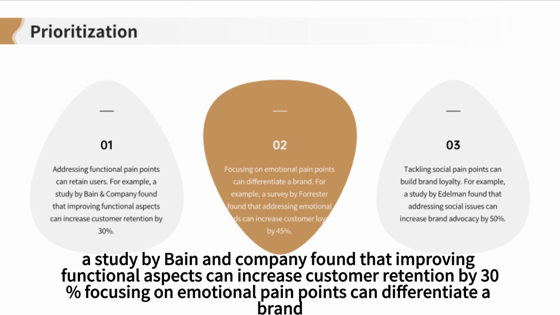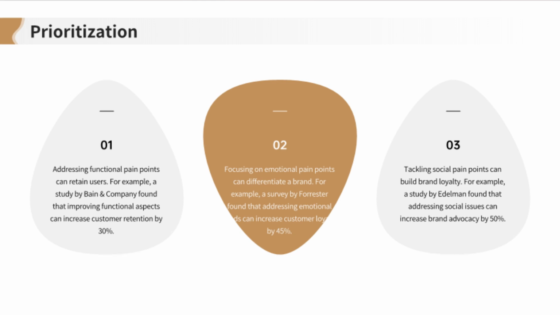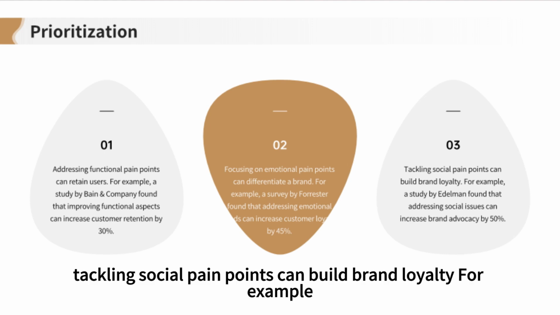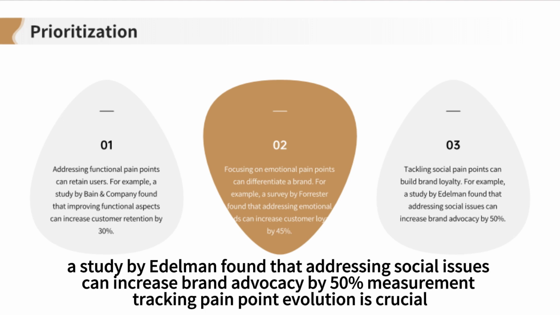Focusing on emotional pain points can differentiate a brand. For example, a survey by Forrester found that addressing emotional needs can increase customer loyalty by 45%. Tackling social pain points can build brand loyalty. For example, a study by Edelman found that addressing social issues can increase brand advocacy by 50%.